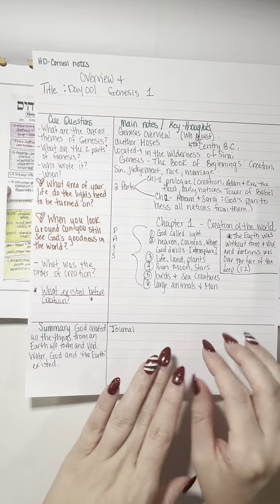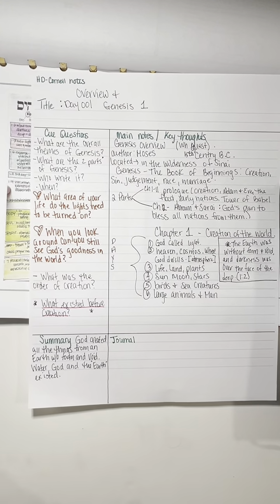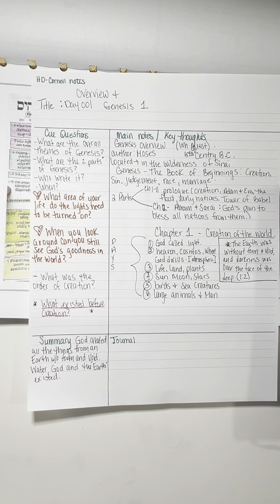So now we can journal and we can sit here and write, what area of the life do you need lights to be turned on? When you look around, can you still see God's goodness in the world? You have a little spot that's condensed for you to write and journal. And that is how I would use Cornell Notes Heart Dive. So it's my Heart Dive method.